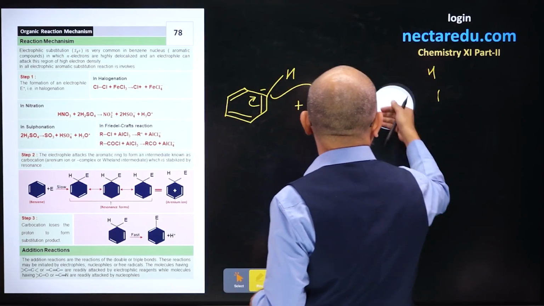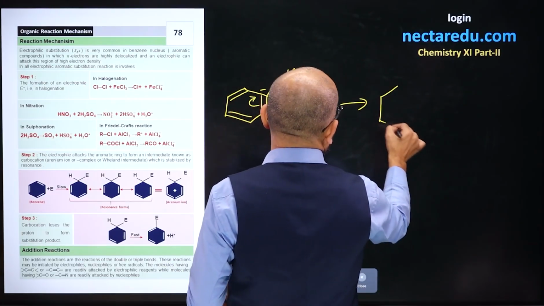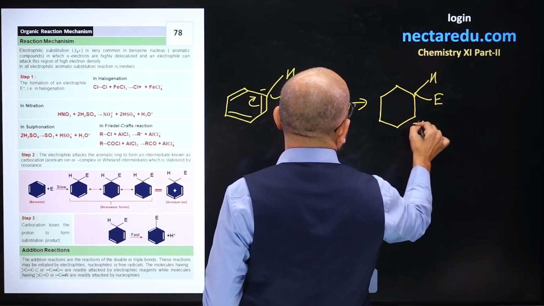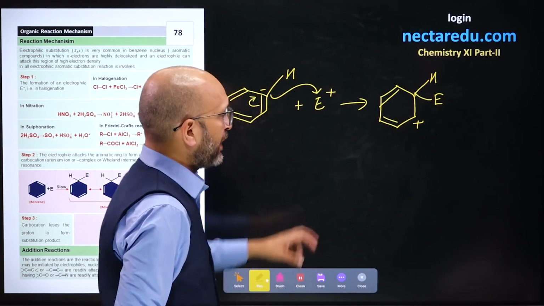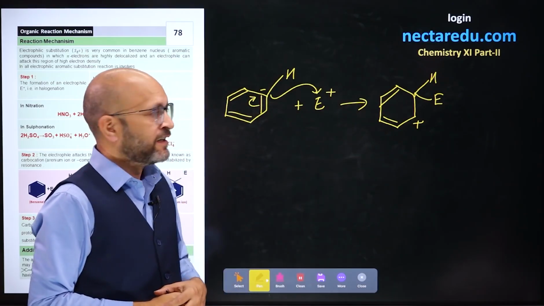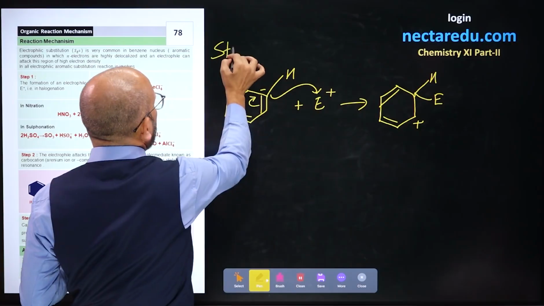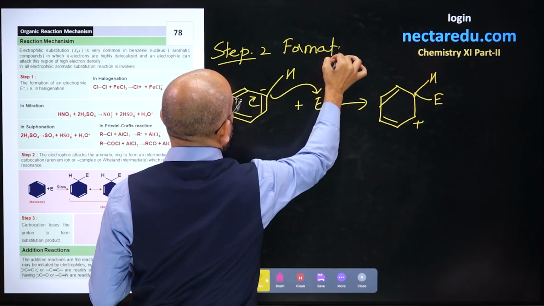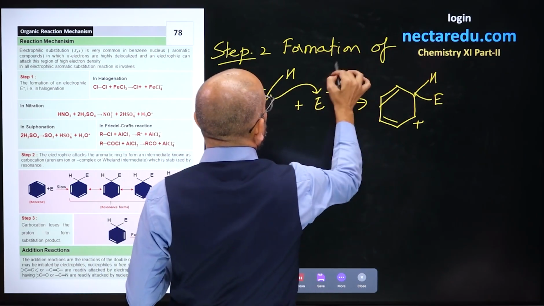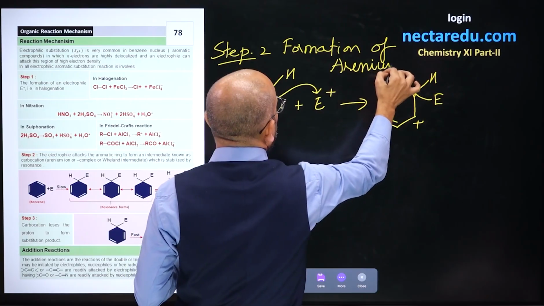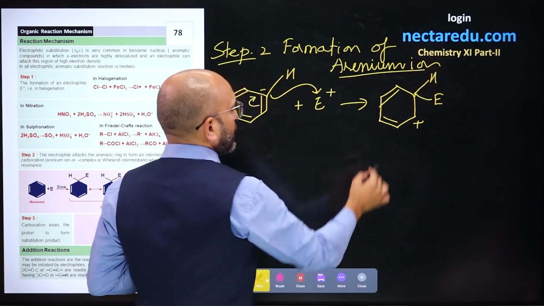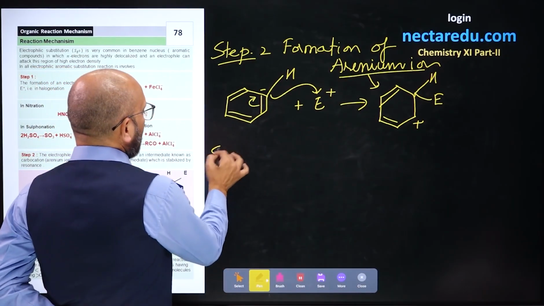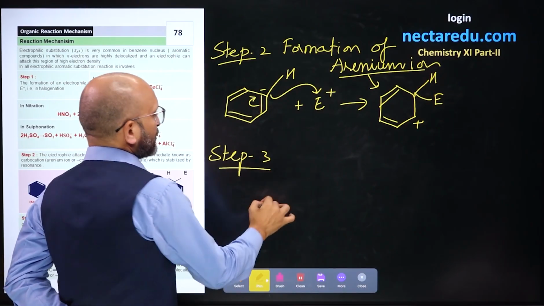I will make it again. This is the arenium ion. Here you have a plus. This is resonance stabilized. Alright. So step 2 is formation of the arenium ion. This is also known as sigma complex. So the second step is formation of the arenium ion, and step 3, the final step, is deprotonation.